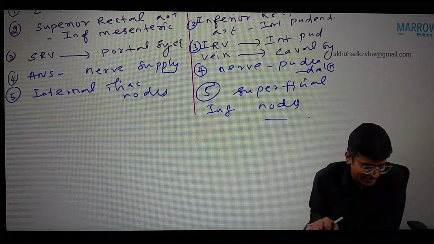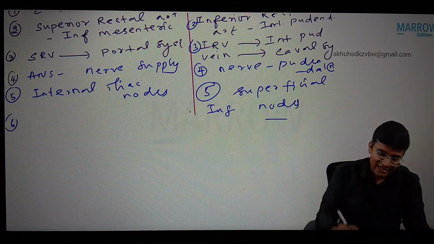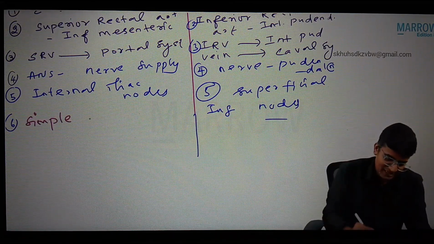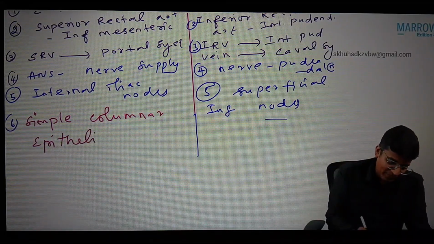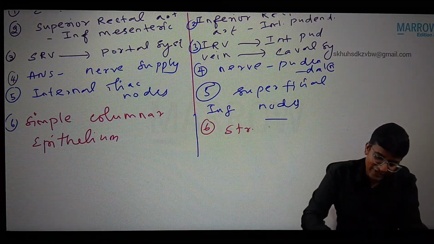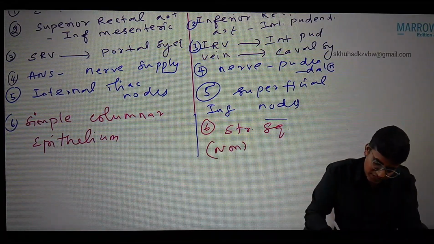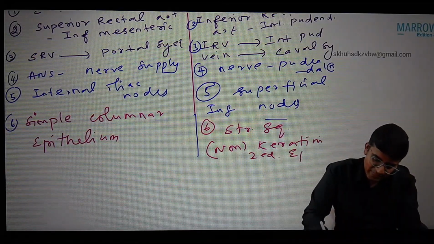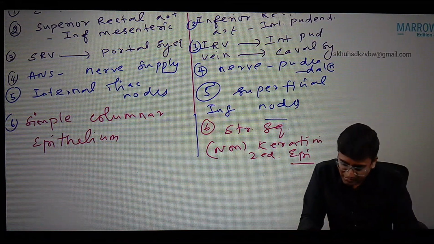Arterial supply, venous drainage, nerve supply, lymphatic drainage, epithelial lining. I forgot, no? The area above the pectinate line is lined by simple columnar epithelium. The area below the pectinate line is lined by stratified squamous epithelium, non-keratinized or keratinized. We will see later, don't worry. Keratinized epithelium.